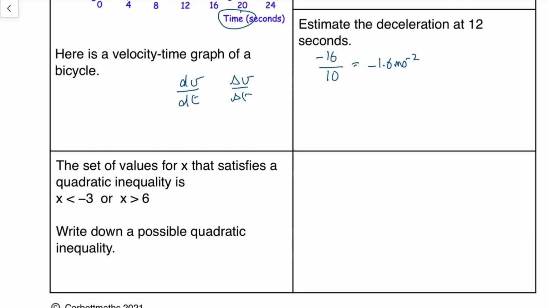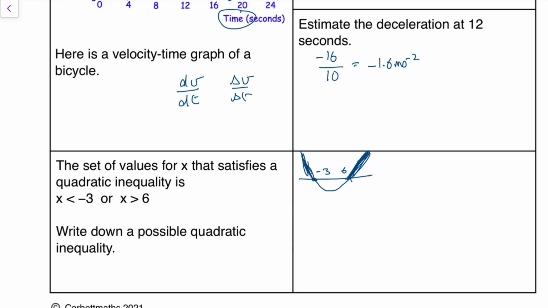Okay, next and final question today. The set of values for x that satisfies a quadratic inequality is, write down a possible, this is a clever question. We've seen one like this before on a different day. This is basically a backwards question. So the way quadratic inequalities work is you solve them, you find out the two values. So in this case, it tells you it's minus 3 and 6. And then I want all values that are greater than 6 and less than minus 3.